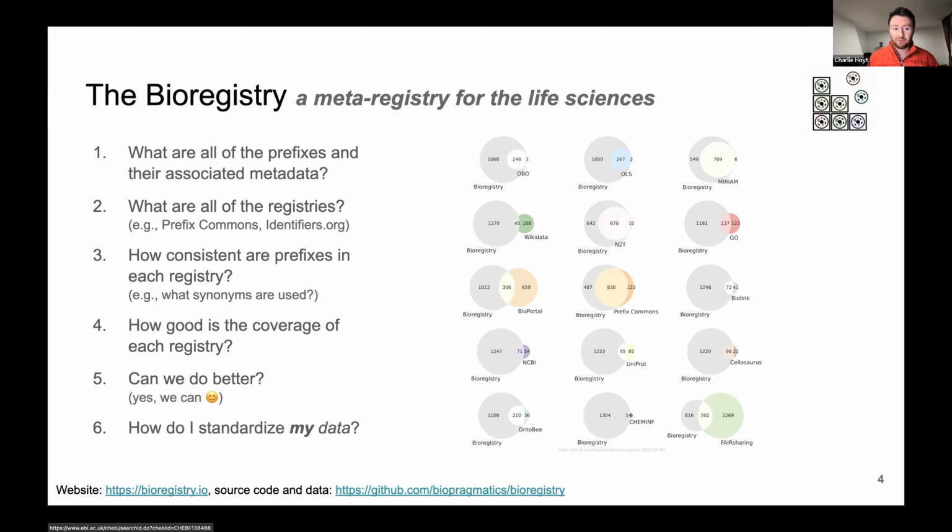And can we do better than what exists already? And the answer is yes. And so the Bioregistry is sort of this meta registry for the life sciences, for chemical and biomedical information. And it maps between all the prefixes and the metadata between different places. And it helps standardize your data. So if you're using queries, it makes sure that you're using the right prefix, and it helps us standardize.